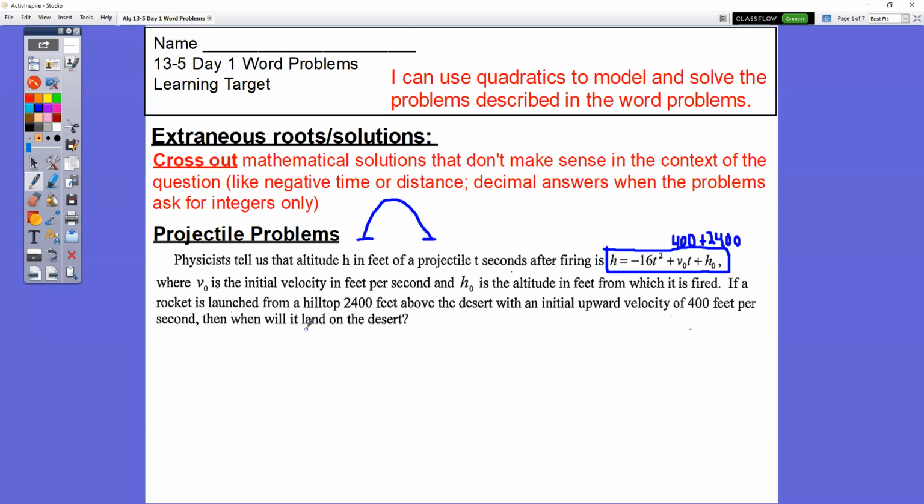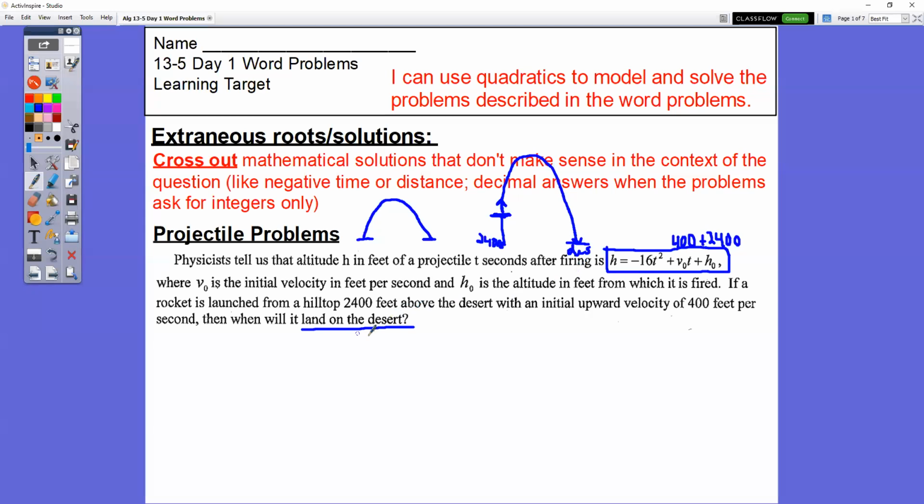What we want to know is when it will land on the desert, all right? So you have to think about this as we're starting from launching up here. We're starting launching from this distance, 2,400 feet above. All right, this is our little rocket. I'm just going to draw a little arrow for our rocket. But we're starting on a cliff, and that is 2,400 feet above the desert. Here's the desert at the bottom. So we're launching here, we're going up, and then we're landing all the way down here.